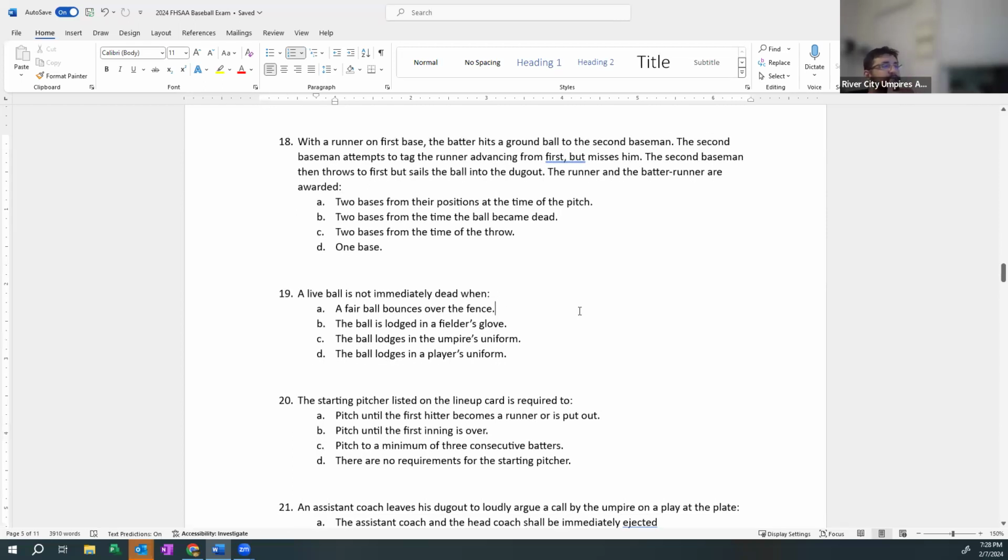With a runner on first base, the batter hits a ground ball to the second baseman. The second baseman attempts to tag the runner advancing from first, but misses. The second baseman then throws to first, but sails the ball into the dugout. The runner and batter runner are awarded what? C. Two bases from the time of the throw. Okay, why is it the time of the throw?